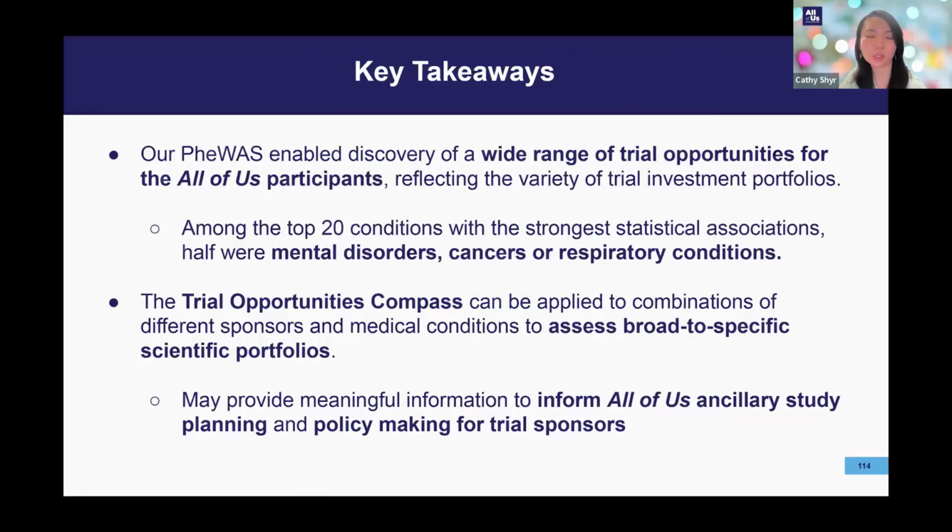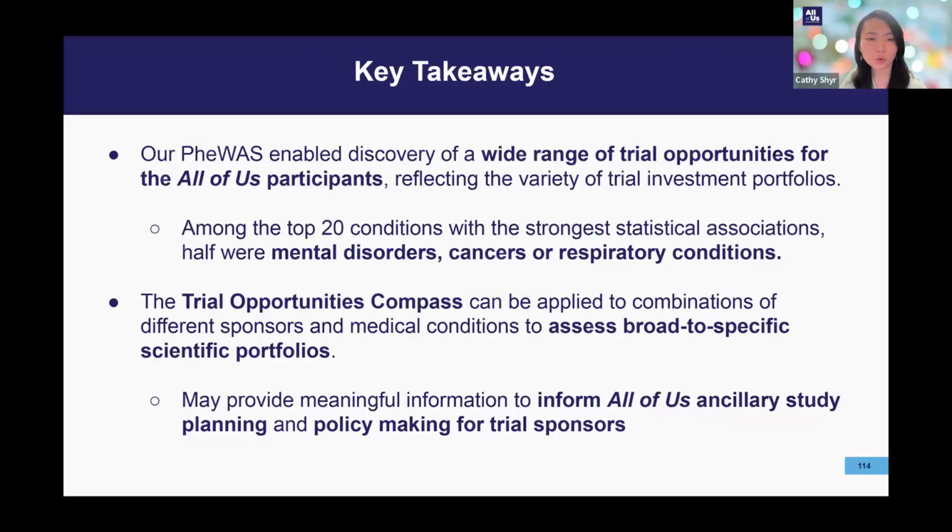The Phenome-wide association study enabled a discovery of a wide range of trial opportunities for All of Us participants that reflects a variety of trial investment portfolios. Now, among the top 20 conditions that were labeled on that Manhattan plot with the strongest statistical associations, half were mental disorders, cancers, or respiratory conditions.